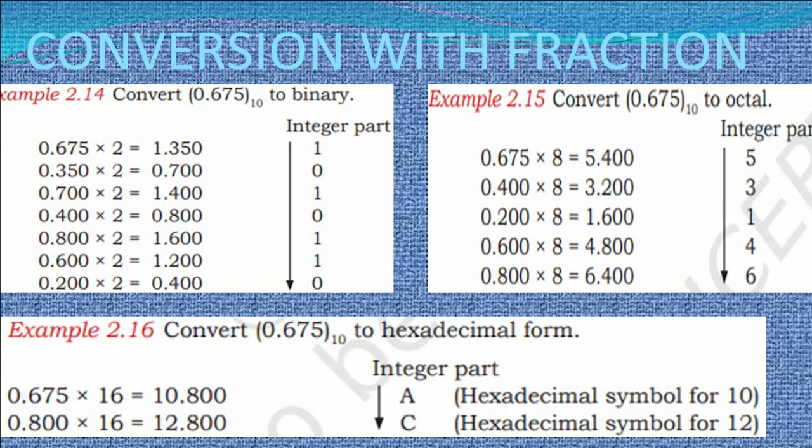Similarly for hexadecimal, we multiply it by 16 and over here the integer parts are 10 and 12 respectively. So 10 is A in hexadecimal and 12 is C. So this becomes AC.